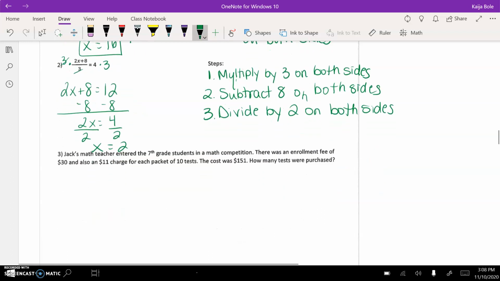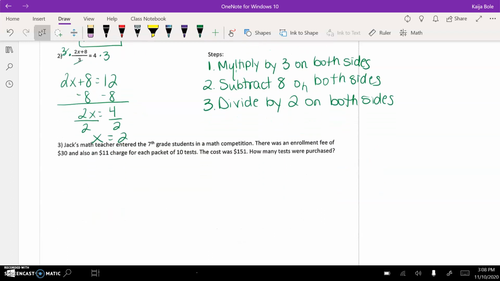All right, so that's the first part. Second part is a word problem. It says Jack's math teacher entered the 7th grade students in a math competition. There was an enrollment fee of $30. So we have a fee of $30 and also an $11 charge for each packet of 10 tests. The cost was $151. How many tests were purchased?